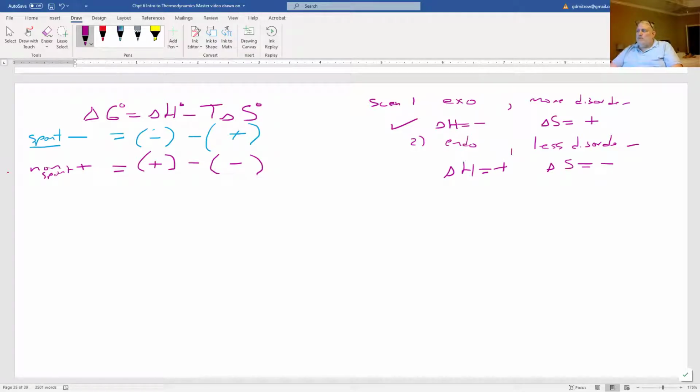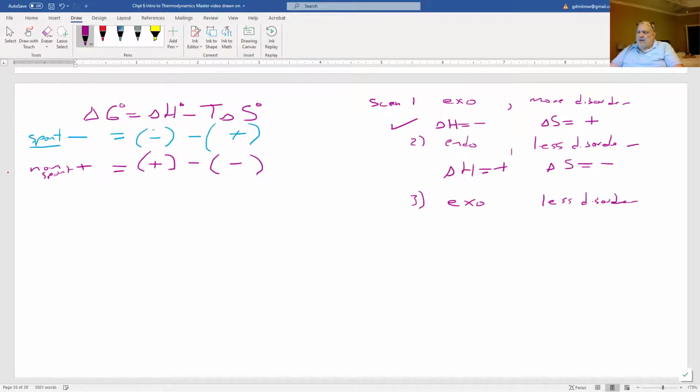Where it gets tricky is what happens if you have one good characteristic and one bad characteristic. There's no such thing as good and bad, but just say that's the case. So let's say my reaction is exothermic, and my reaction also has less disorder.